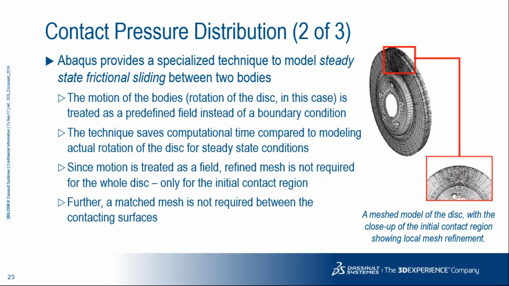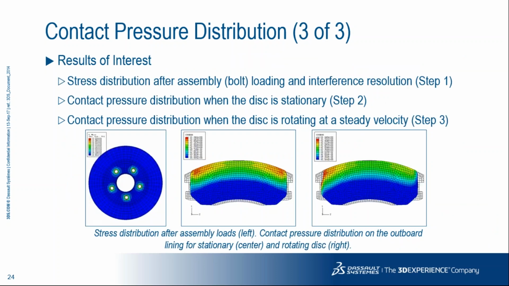In the second step, the pressure is applied on the piston and the housing in a static analysis, and the contact between the pad lining and the disc is thus established. So step 2 allows the contact pressure distribution on the lining surfaces to be determined when the disc is stationary. In the next step, a rotational velocity is imposed on the disc as a predefined field variable, and this provides for the modeling of steady state frictional sliding between the two bodies that are moving with different velocities. Result wise, you can see the bolt analysis, loading and interface resolution, the contact pressure distribution, and the contact pressure distribution when the disc is rotating at a steady velocity, when there is a difference in the velocity.